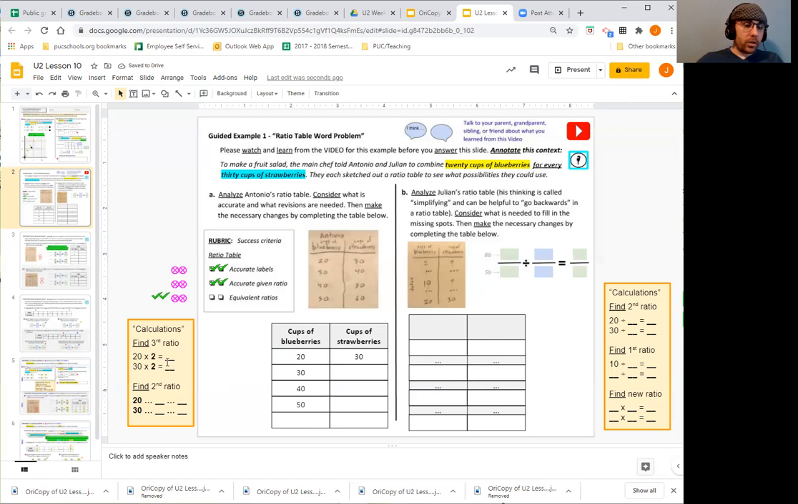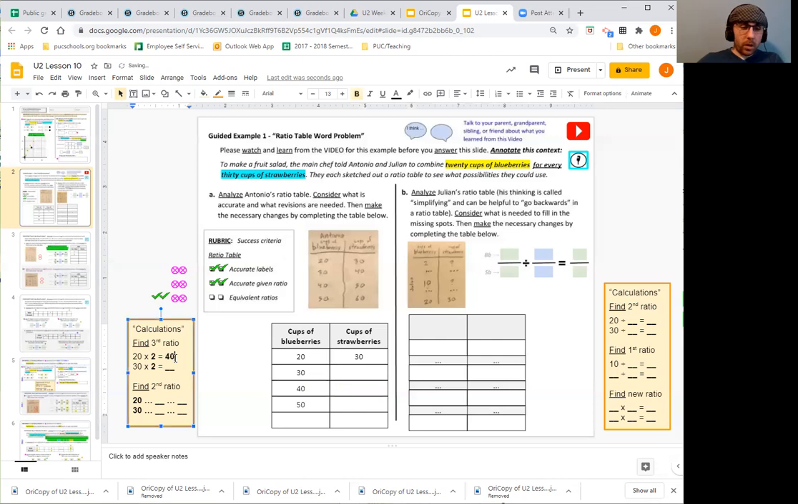But then we're going to multiply from here to here. So that's doubling. So that's multiplied by 2, and then multiplying this by 2. So 2 times 20 is 40, which we have. And 30 times 2 is 60. So I'm going to put 60 here.